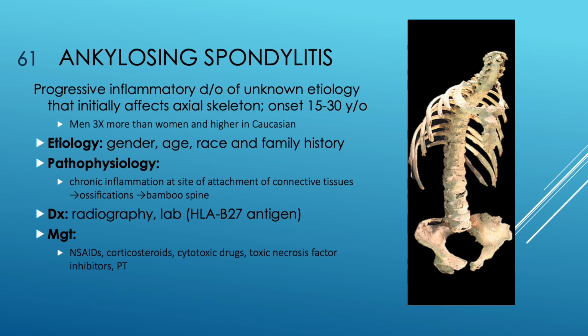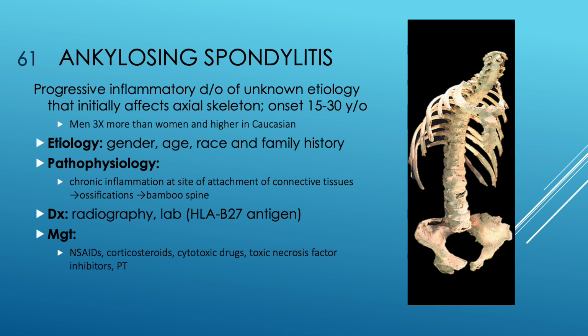Ankylosing spondylitis is a progressive inflammatory disease of unknown etiology that primarily affects the axial skeleton, with onset typically between ages 15 and 30. Men are affected 3 times more often than women, and it's more prevalent in Caucasians. Etiology is influenced by gender, race, age, and family history. The pathophysiology includes chronic inflammation at the attachment sites of connective tissues that leads to ossification and bamboo spine formation.